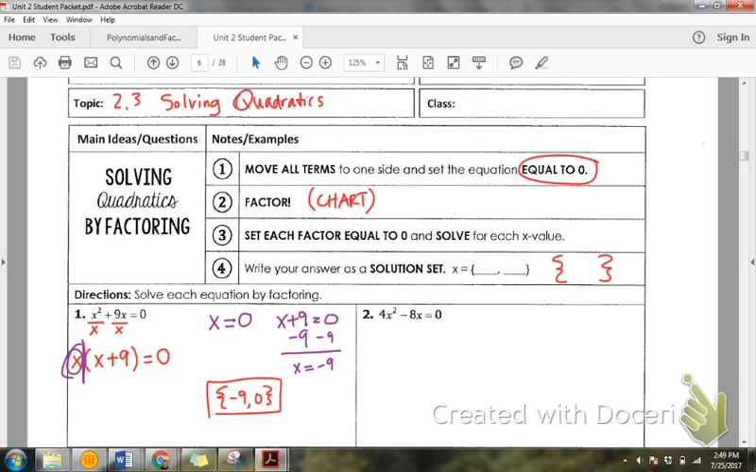Okay, what about number 2? Why don't you try number 2 on your own? Is it set equal to 0? Yes. Then we get a factor. Okay? Pick up your pencil, please. Think about what the first step in factoring always is. Okay? GCF.